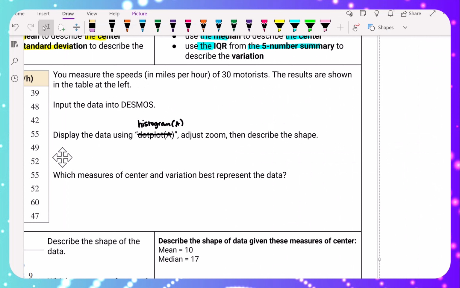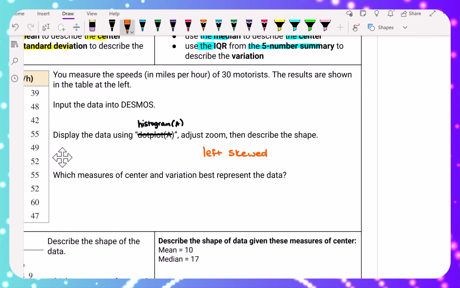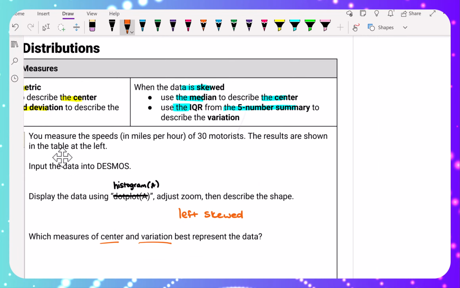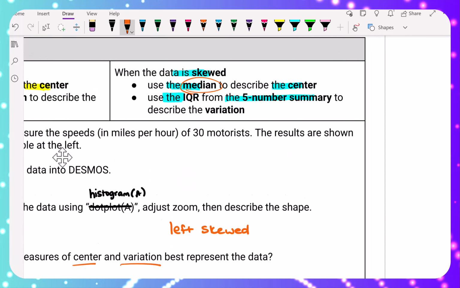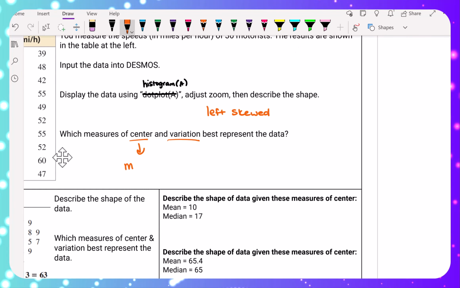Let's go back over here to our notes. It says describe the shape. According to that shape, I believe that it is going to be left skewed. And then it says which measures of center and variation. If it is skewed, what you need to do is use the median. So one more time, if it's skewed, the mean is getting pulled in a direction. It's greatly affected by really small or really large data. So we're going to use the median, and for the variation, we're going to use the IQR. And remember, your IQR is Q3 minus Q1, okay?